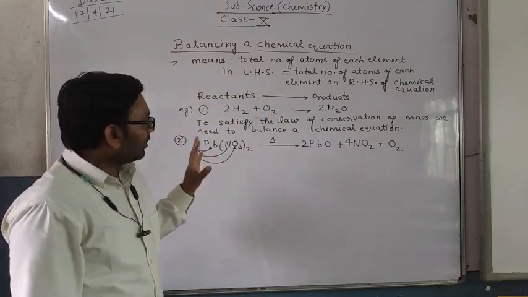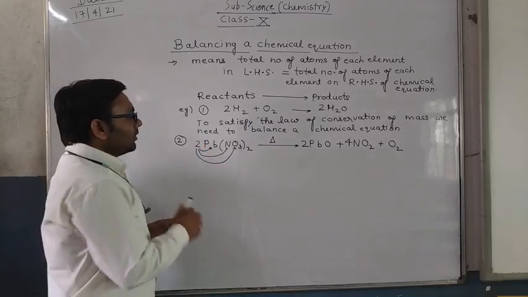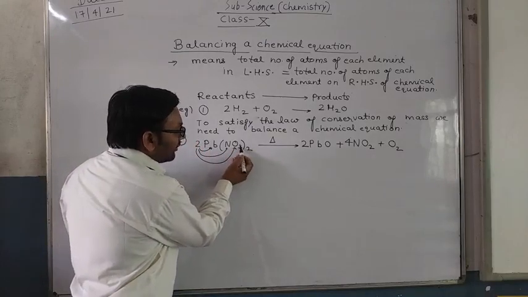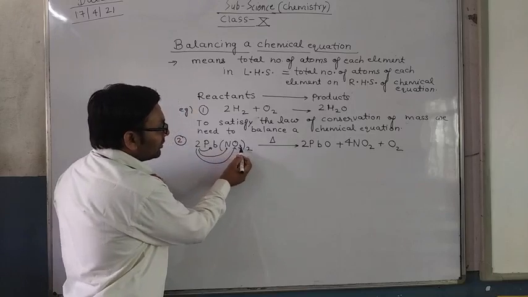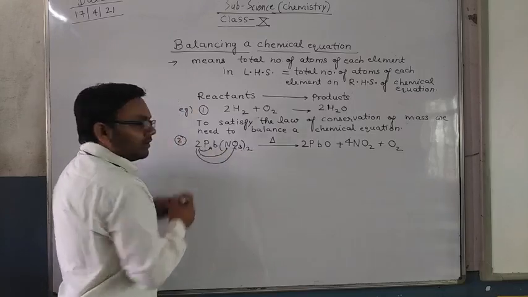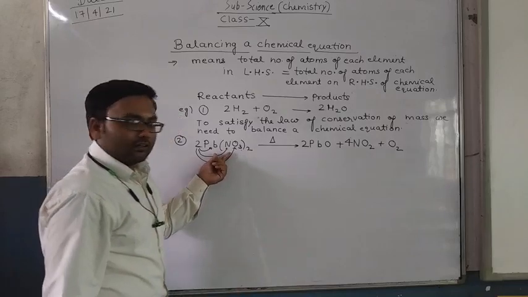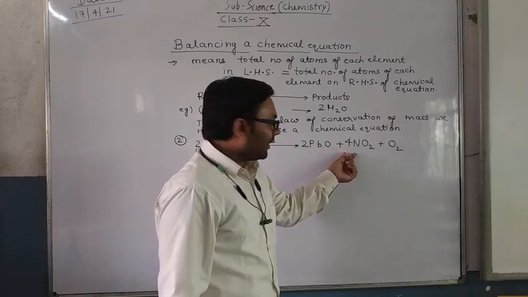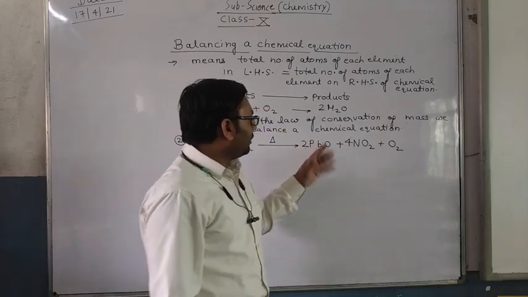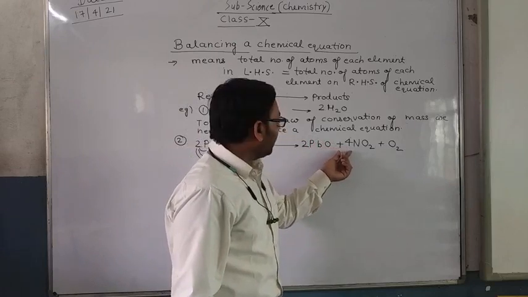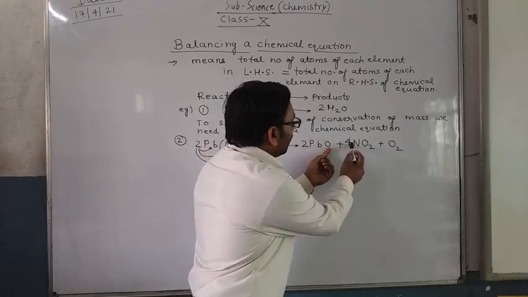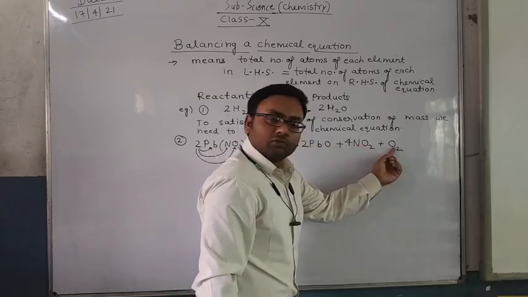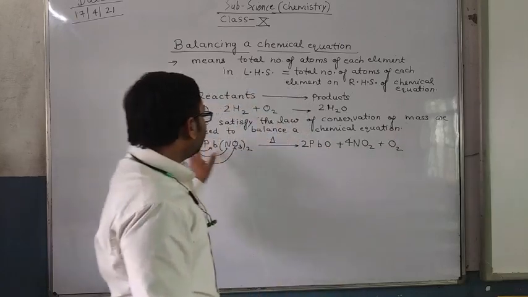Now look at the number of atoms of oxygen. First calculate this one: 3 times 2 is 6, and 6 times 2 is 12. There are 12 oxygen atoms on the left hand side, and we have to make the same number on the right hand side. So let's count the oxygen atoms on the right hand side: 4 times 2 is 8, 8 plus 2 is 10, 10 plus 2 is 12. Now it is balanced. All the elements are balanced now.